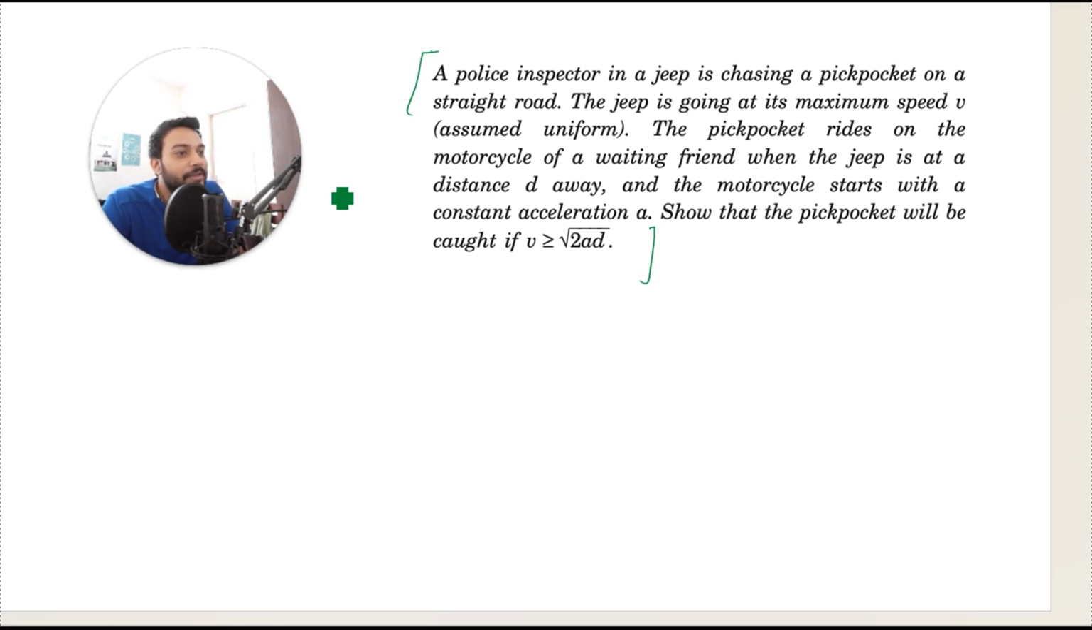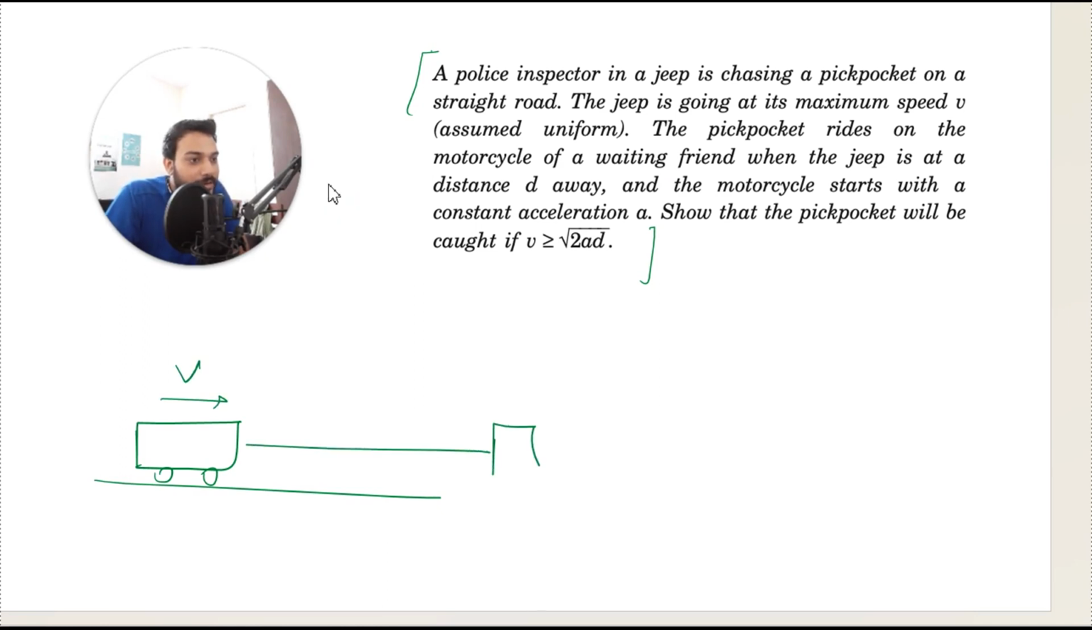Okay, so the police officer is in a jeep. Let's say this here is the jeep. They're traveling at the maximum speed V. Okay, and at a distance D apart, this pickpocket is sitting here. He'll be going on a motorcycle and he's starting from zero velocity but with a constant acceleration A. Okay, this distance is D. If he is to get caught, which he will be for sure, so for that, let's say he gets caught at a distance x away. Okay, at point x away he gets caught.